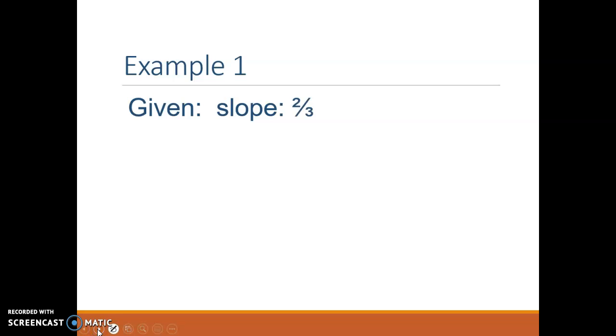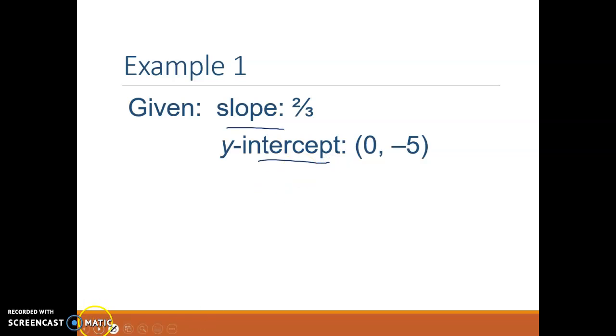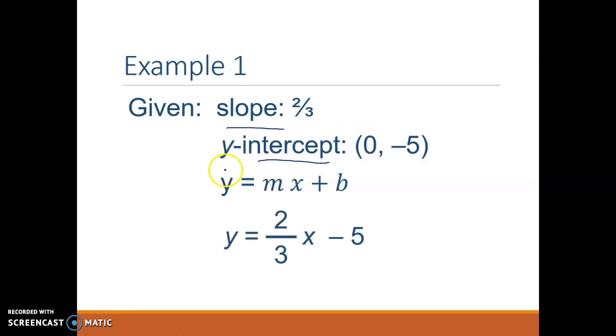Here's what we're given. We're given the slope, and we're given the y-intercept. So what we're going to start with is the slope-intercept form. We know our slope-intercept form is y equals mx plus b. We're then going to plug in what we know. We know that our slope is 2/3, so we change our m to 2/3. And we know our y-intercept is negative 5, so we change our b to negative 5.